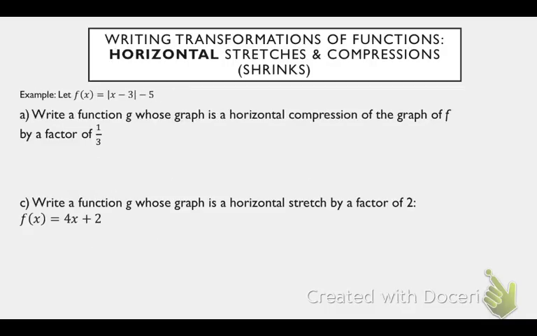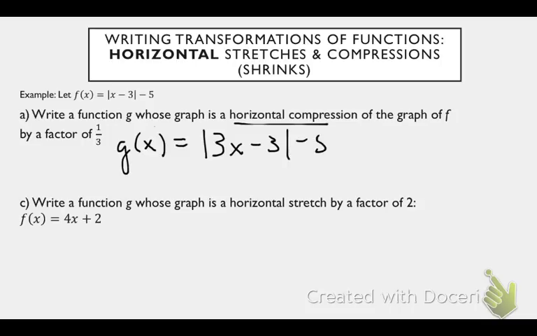Now let's go back and look at A. So we want to create an equation that's a horizontal compression of the graph by a factor of a third. And so our multiplier is going to go right inside the math of the equation by the input. So we multiply by the reciprocal. Almost forgot. So it'll be 3x. And then we just finish the function. And that'll give us a horizontal compression or shrink.